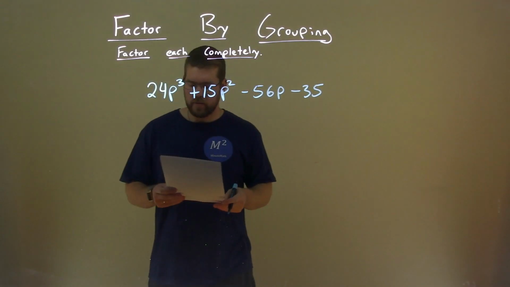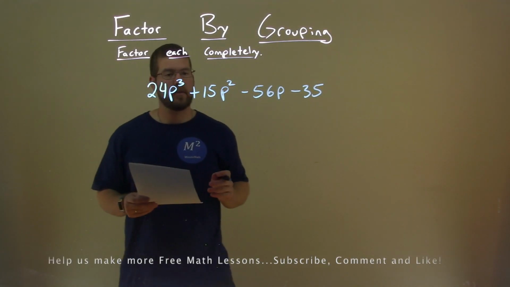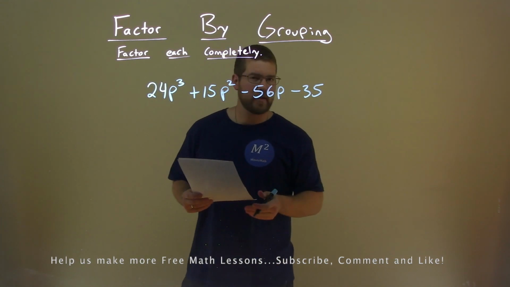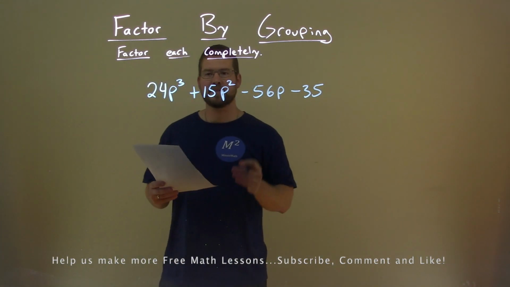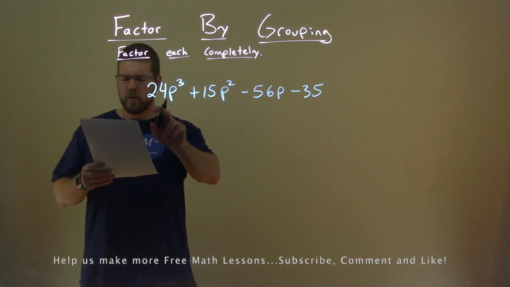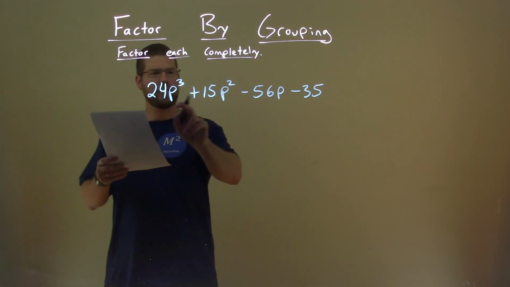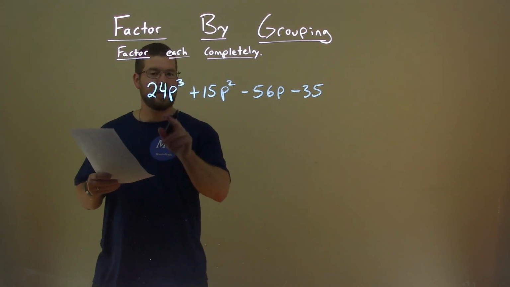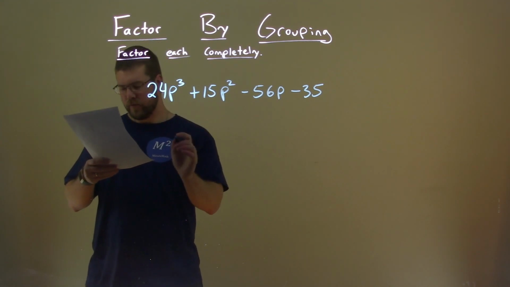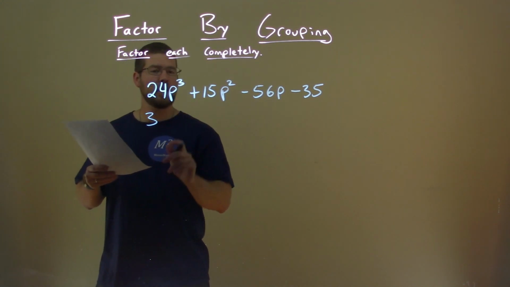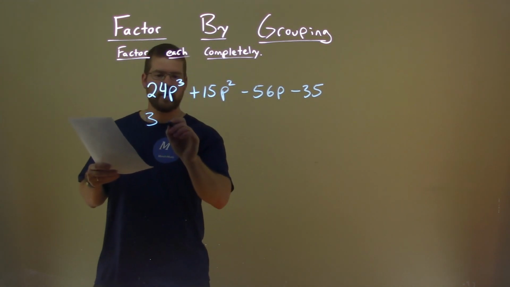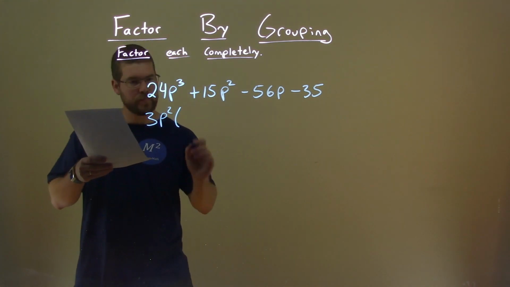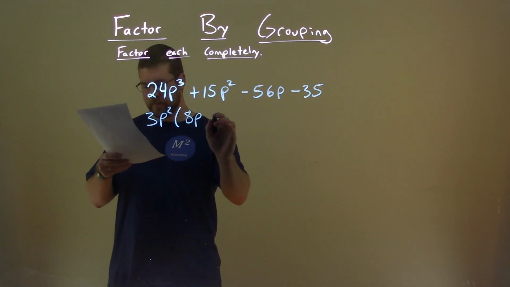We're given this problem right here: 24p to the third power plus 15p squared minus 56p minus 35, and we want to factor this completely. So what do we notice here? Well, we have 24p to the third power and 15p squared. Is there a common factor there? Well, 3 goes into 24 and 15, and p squared goes into p to the third power and p squared. So if we pull out a 3p squared, what are we left with? Well, we're left with an 8p plus 5.